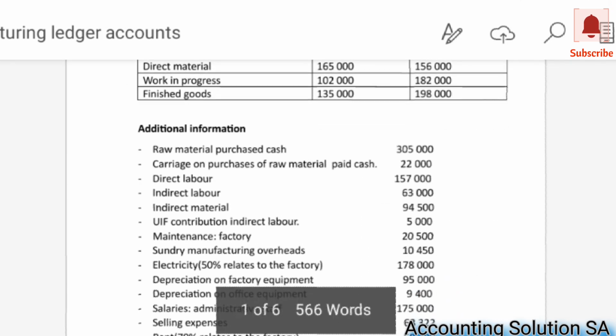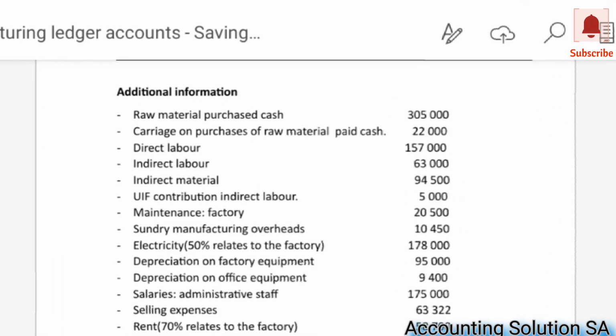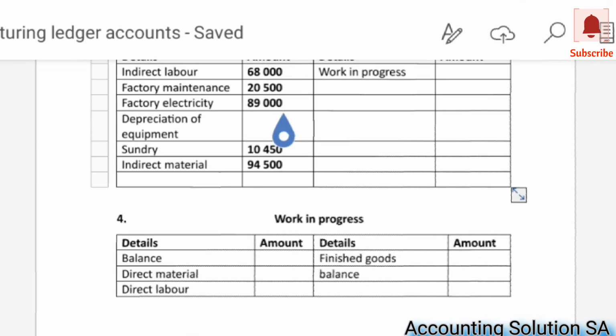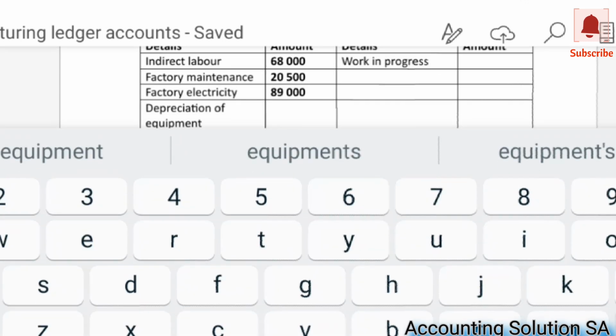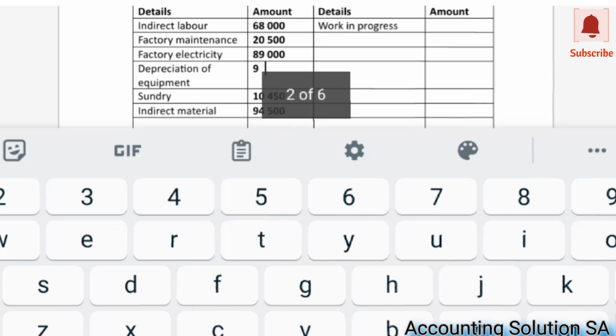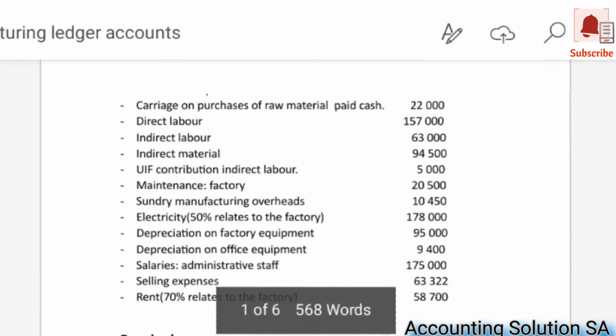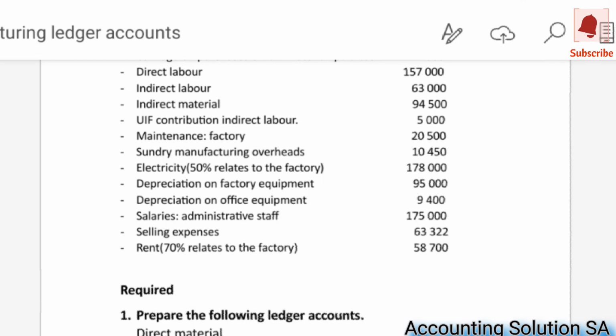Then now let's check another transaction: depreciation on factory equipment, 95,000. Because it's for factory equipment, of course we have to include it, 95,000, as it is. Now let's move on. Depreciation on office equipment, we don't include it, guys, because it's related to the office. It has nothing to do with manufacturing. Again, we have salaries for administrative staff. It's a no because it's admin. Selling expense is a selling and distribution cost. We don't include it under factory.